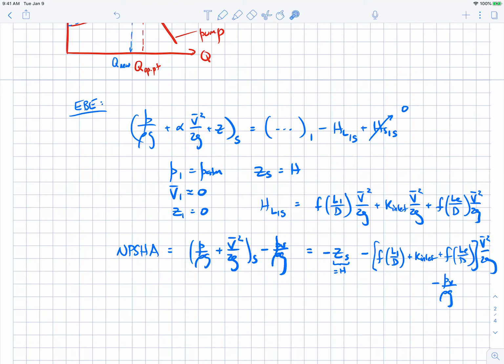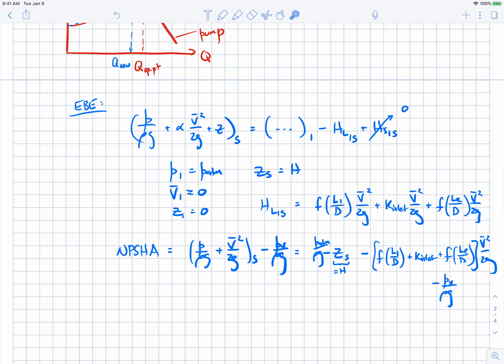Oh, I know what I did. I know what I missed. What I missed was this pressure P1. I have to include that. That's right here. So this will have a P atmosphere all over rho g right there. Sorry for cramming that in at the end. I just forgot it. There. That's what we have. So there's P atmosphere minus the elevation head, minus some head loss, minus the vapor pressure head.